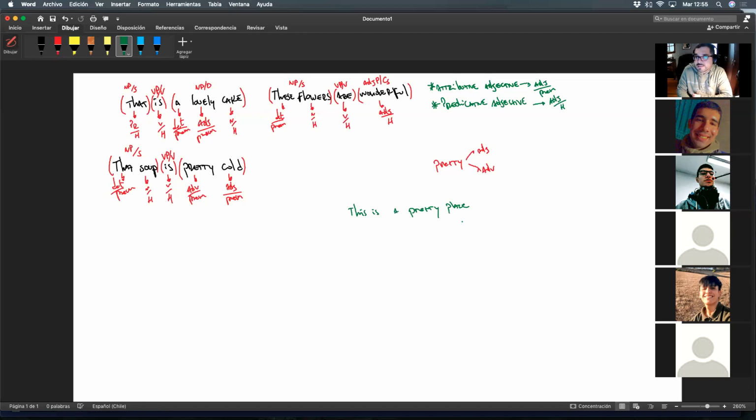This is a pretty place. Ese pretty de ahí, ¿qué tipo de palabra es? Un adjetivo. ¿Cómo sabe usted que es adjetivo? Porque está diciendo que el lugar es muy bonito, le está dando otra cualidad. Claro, porque modifica a place, ¿cierto? Y yo sé que place es un lugar, es un noun. ¿Sí? Sí. Entonces, por eso tú sabes que pretty es un adjetivo, porque modifica place, nos dice cómo es place.